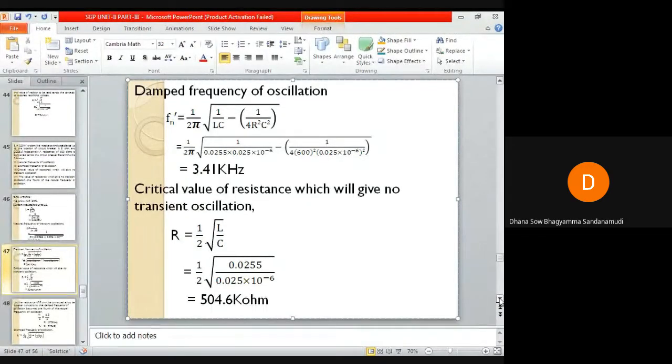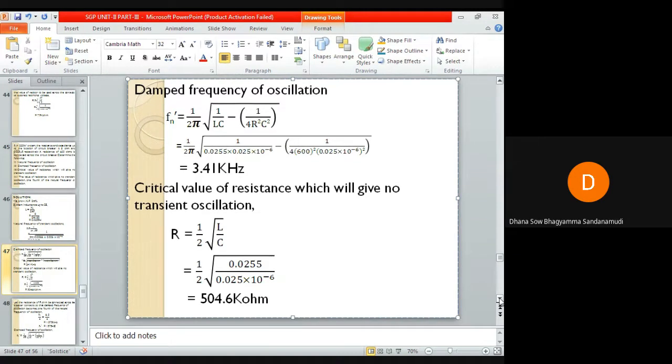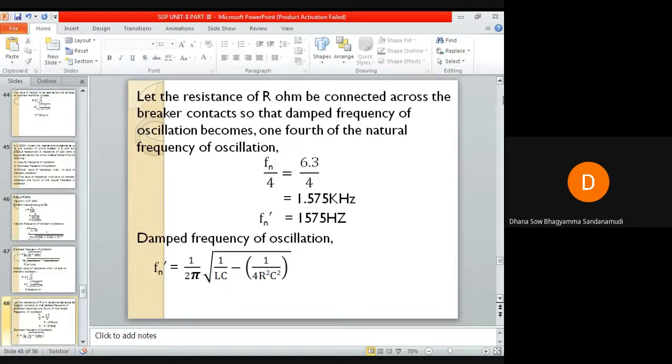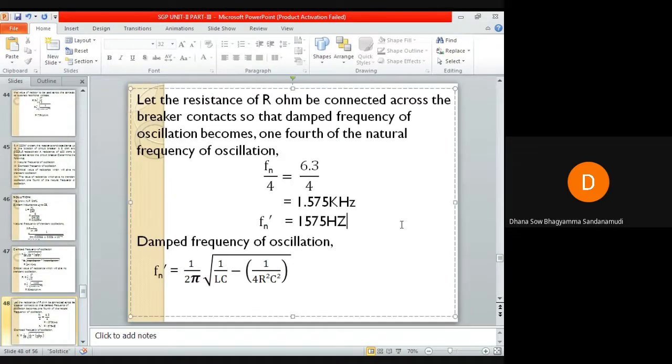Okay, so they have asked to determine natural frequency, damped frequency and critical value of resistance which will give no transient oscillations. We have determined it. Next we have to determine the value of resistance which gives no transient oscillations at 1/4 of the natural frequency of oscillation. So let us assume that the resistance which will give no transient oscillations at 1/4 of the natural frequency of oscillation, that resistance value is R. Let us assume some notation.